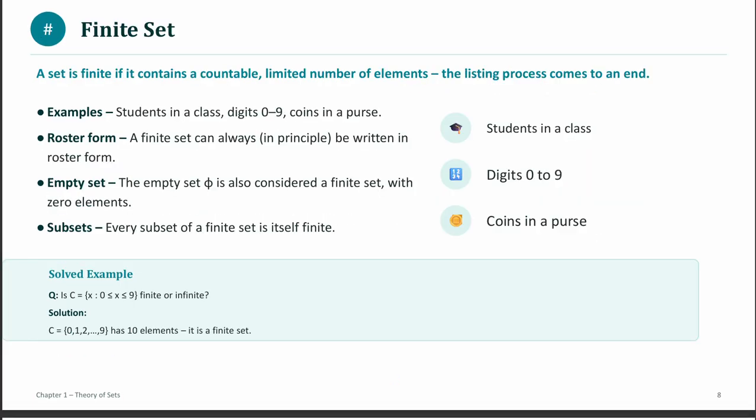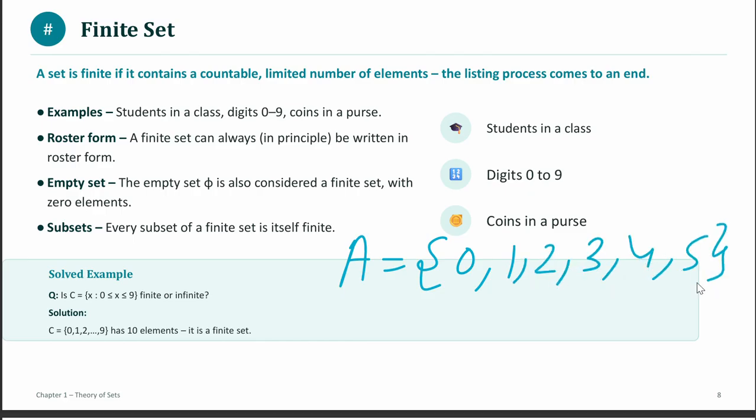Now we are talking about finite sets. A set is finite if it contains a countable, limited number of elements. The listing process comes to an end. So for example, let us create a set. A is equal to 0, 1, 2, 3, 4, 5. Okay, count how many elements there are here. There are 6 elements. So obviously this set is countable. That means I can count it. So that is why I'll call it a finite set.